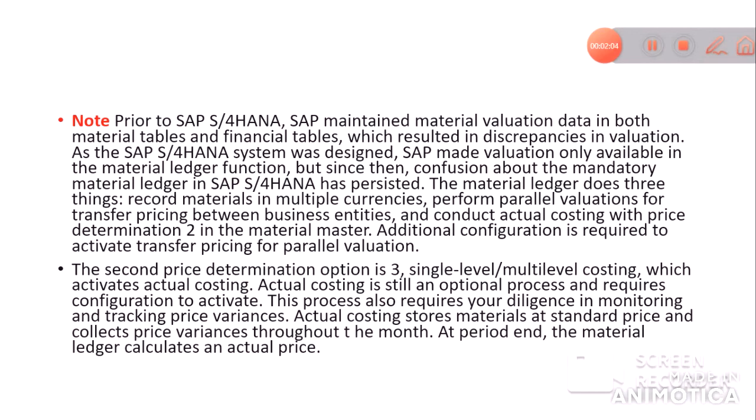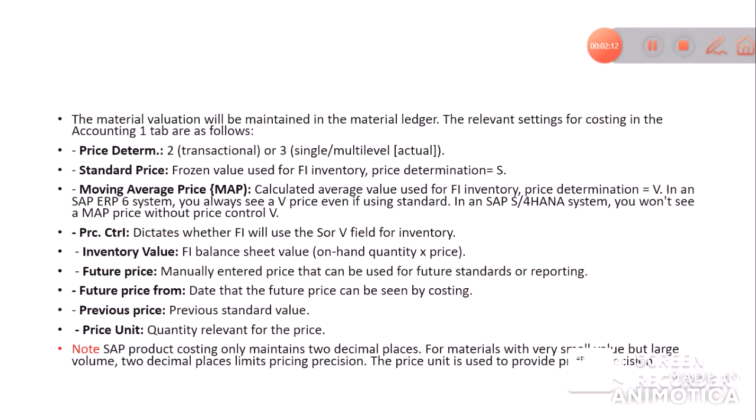Actual costing stores materials at standard price and collects price variances throughout the month. At period end, the material ledger calculates an actual price. The material valuation will be maintained in the material ledger. The relevant settings for costing in the Accounting 1 tab are as follows: price determination (1 standard price, 2 moving average price), price determination 2 transactional, or 3 single or multi-level.